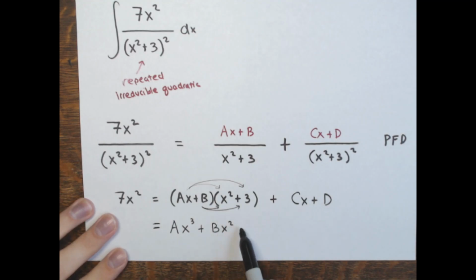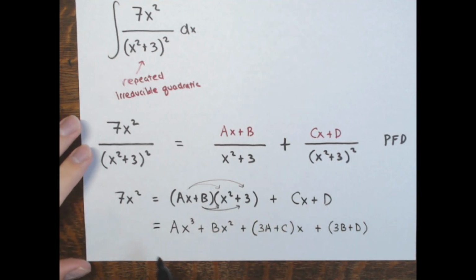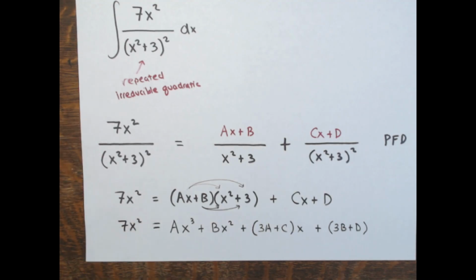Now the x to the first power terms, there's more than one of those, right? There'd be 3ax plus cx, right? So 3a plus c. There's a cx over here. Those would have coefficients of x. And then the constant terms, you have 3b and d. Right, so plus 3b plus d. Right, 3b here, d there. And this is all equal to 7x squared, right? So we get our coefficients.